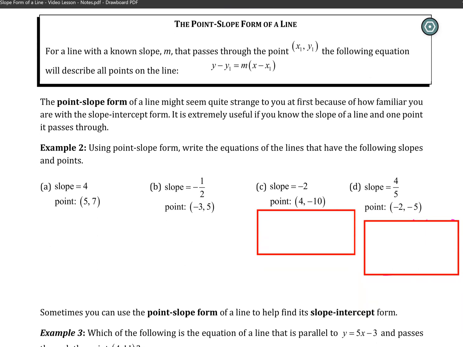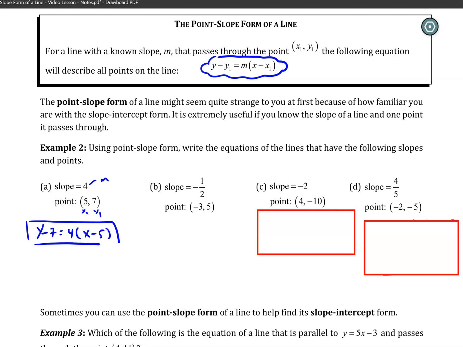All right, let's just do a quick little practice here. I'm going to work through A and B together, and then I'm going to let you guys try C and D. So let's do the first one. Again, here's my formula: y minus y1 is equal to m times x minus x1. So here's my x1 and my y1. Here's my slope, that's my m. So I'm just going to say y minus 7 is equal to 4 times x minus 5. And I'm done. Again, one of the reasons why I love this formula so much. It's just so simple when trying to create the equation of a line.